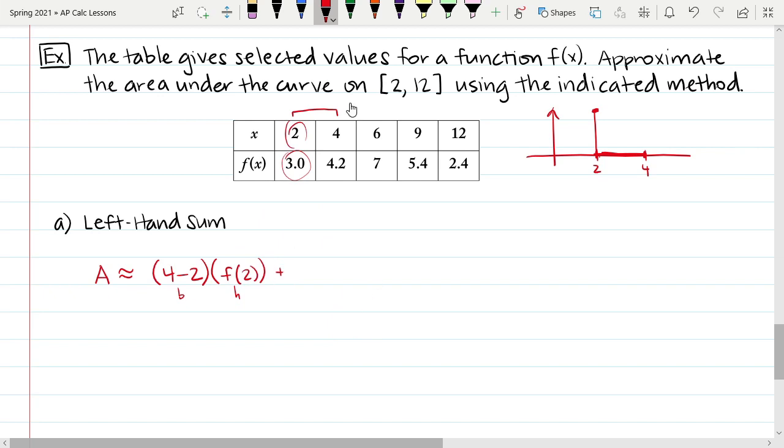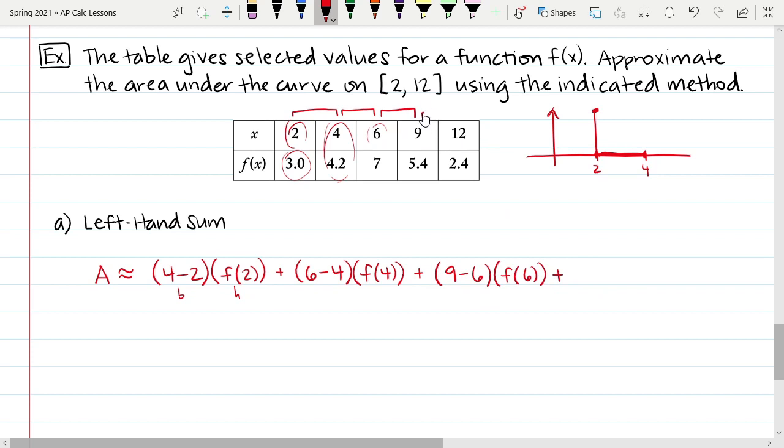For the second rectangle, now we're going from 4 to 6. So that base will be 6 minus 4. And then remember that the height is going to be determined by the left endpoint function value, so that's going to be f of 4. For the third rectangle, I'm going from 6 to 9, so that means my base is going to be 9 minus 6, and the height is going to be f of 6, because that's the left endpoint.